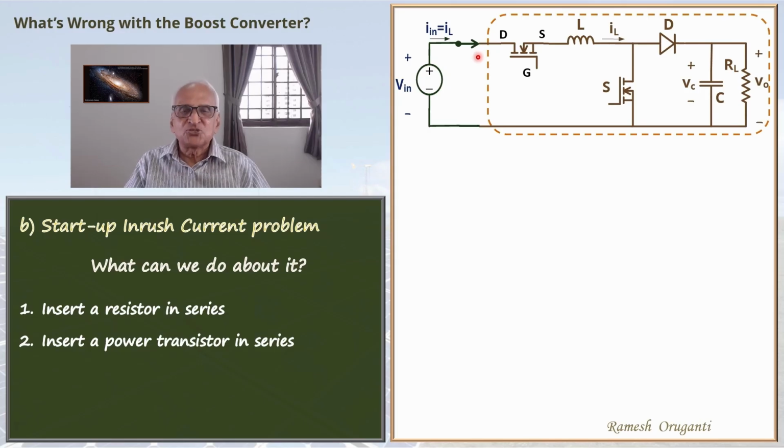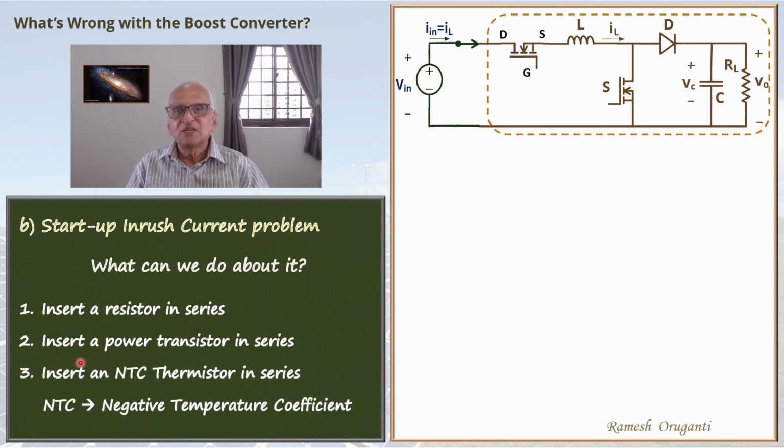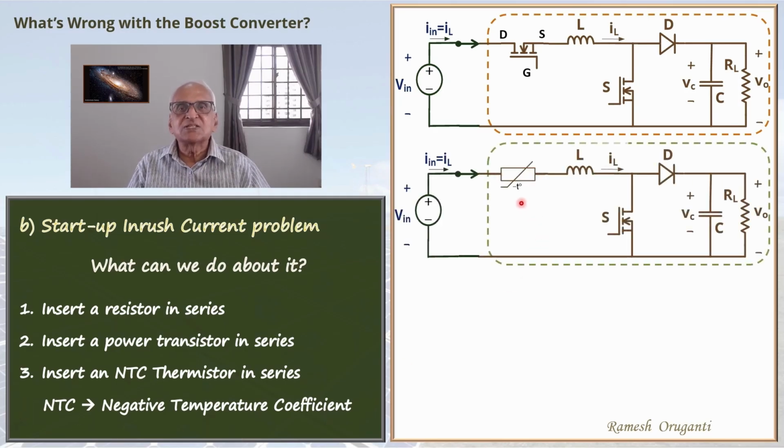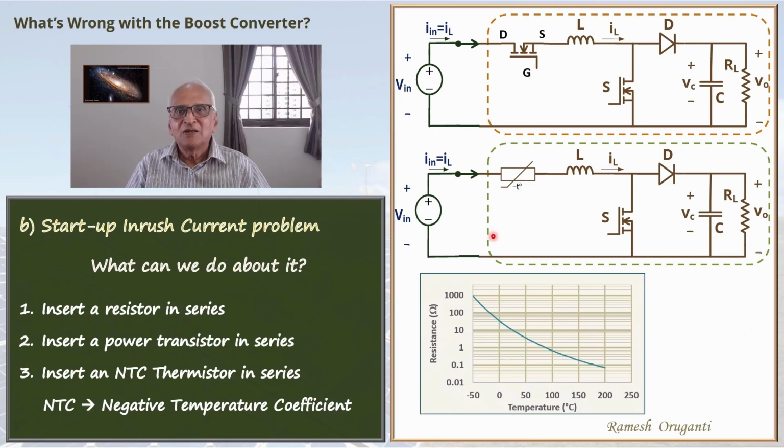Of course, since you have a series switch all the time, there will be some additional power loss. A third option, often preferred, is to use an NTC thermistor in series. NTC thermistor meaning negative temperature coefficient thermistor. An NTC thermistor is inserted on the input side. This NTC thermistor has a characteristic of resistance versus temperature as shown.